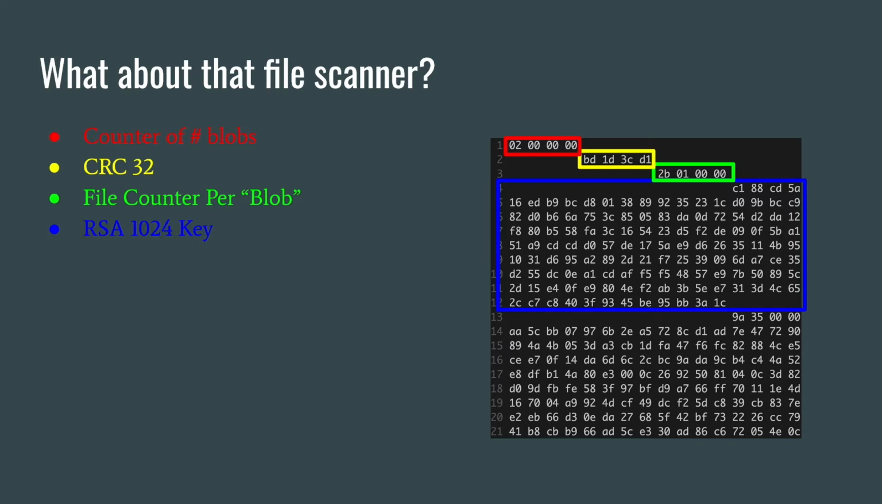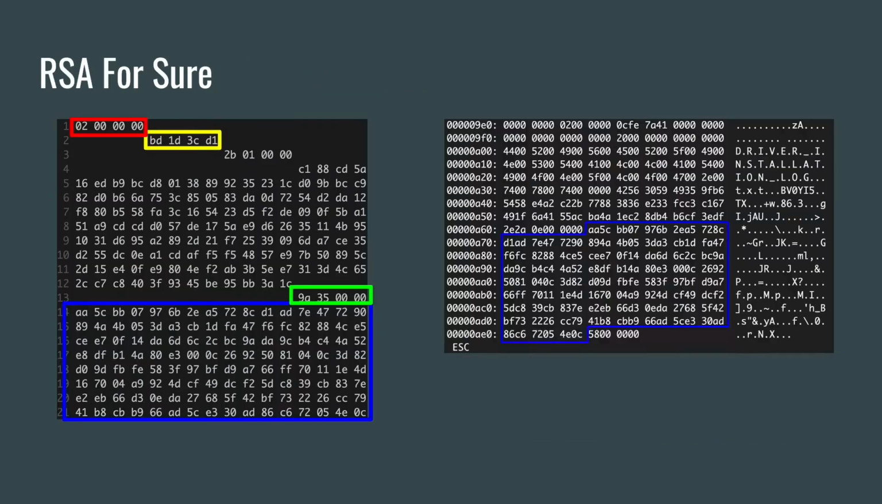And then the blobs, pure speculation at this point, but we can confirm it, are RSA 1024 keys, which means this is the data we care about, right? And we can go back and confirm all of this, and that's what I'm going to walk through. So we need to confirm it's RSA, because it's just a wild guess. I totally pulled that out of nowhere, right?